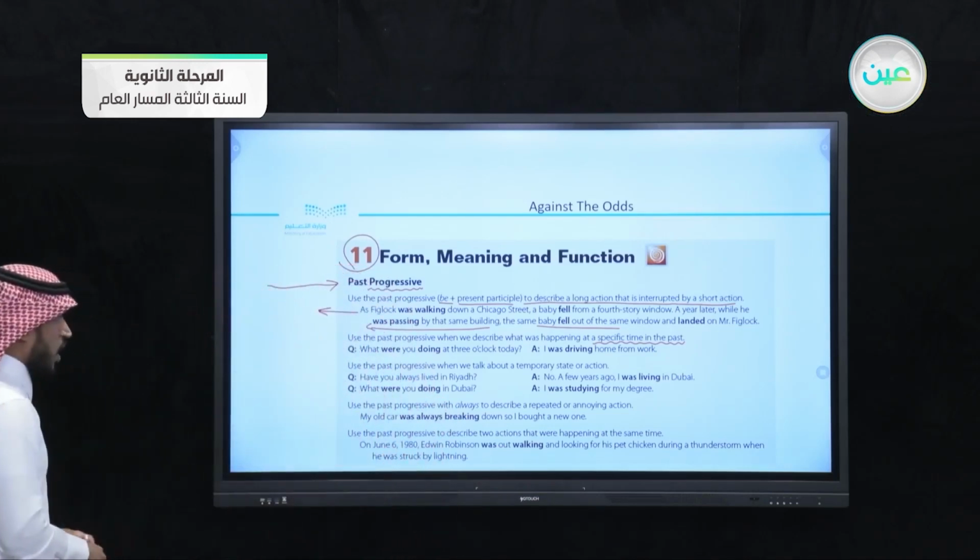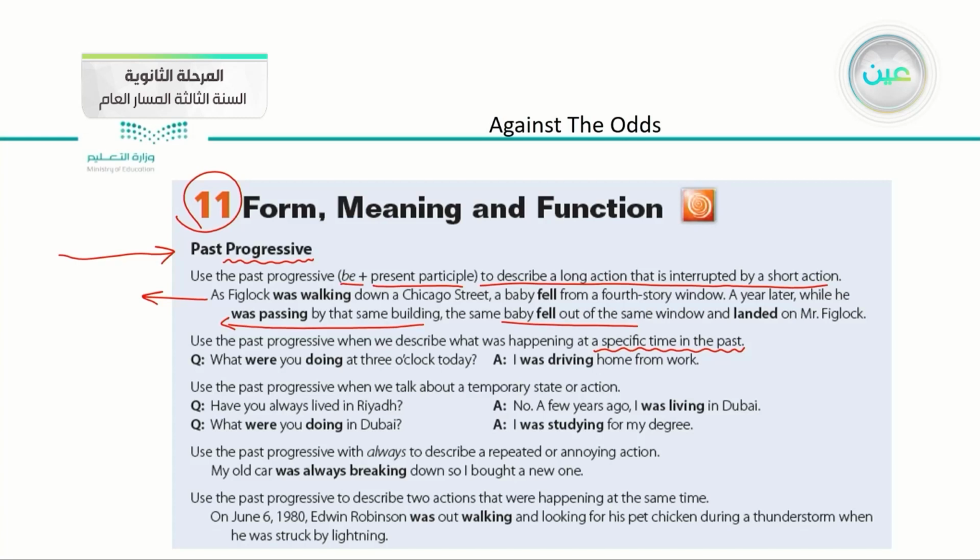We have a question here. What were you doing at 3 o'clock today? I was driving home from work. We use the past progressive here because we were talking about something that happened in the past at a specific time. What was the specific time? At 3 o'clock today.